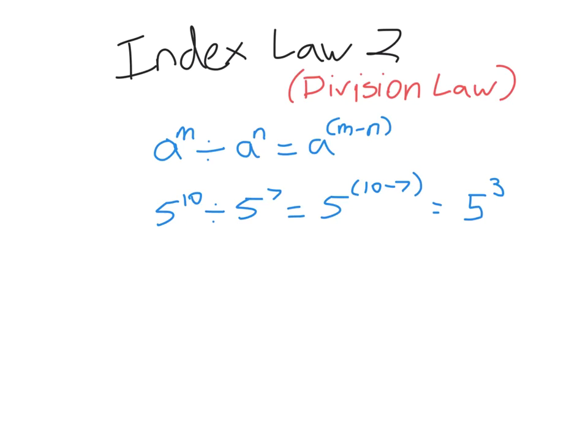So for example, if we have 5 to the power of 10 divided by 5 to the power of 7, it's the same as saying, well, your base is still 5, but we're going to take our powers, 10 take 7, which equals 5 to the power of 3.